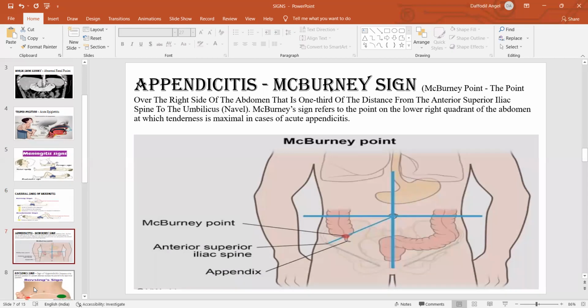McBurney point means the point over the right side of the abdomen that is one third of the distance from the anterior superior iliac spine to the umbilicus. McBurney sign refers to the point on the lower right quadrant of the abdomen at which tenderness is maximal in cases of acute appendicitis. If we palpate the abdomen at McBurney's point, the patient will experience pain. So it indicates acute appendicitis.